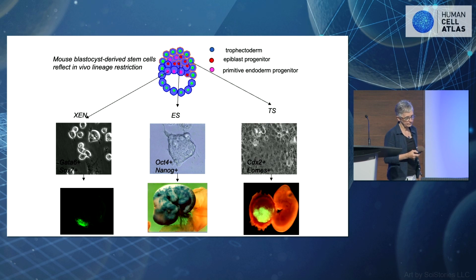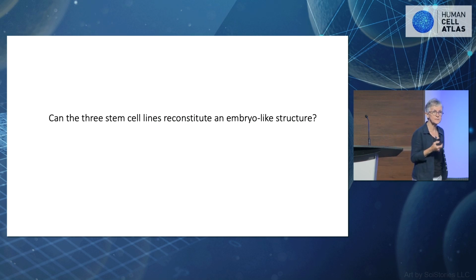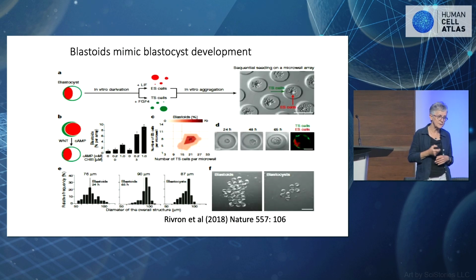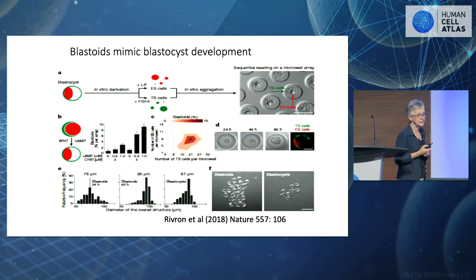So, can you take those 3 stem cell lines and reconstitute an embryo-like structure? There have been a variety of attempts doing this in the mouse. The ones that I like best are these. These are called blastoids. This is work by Nicolas Rivron at the Hubrecht lab, now in Vienna.